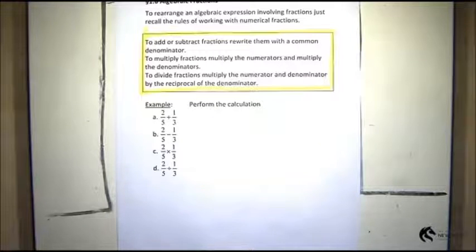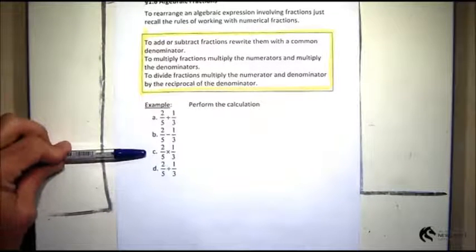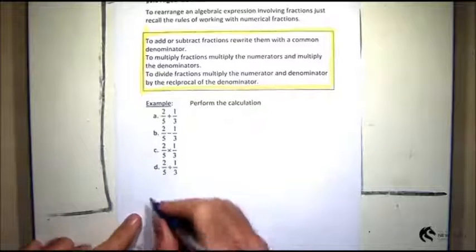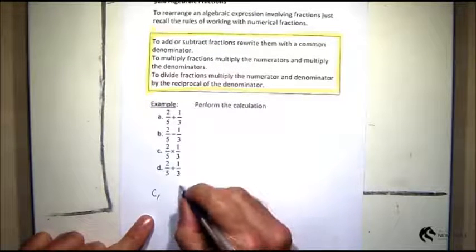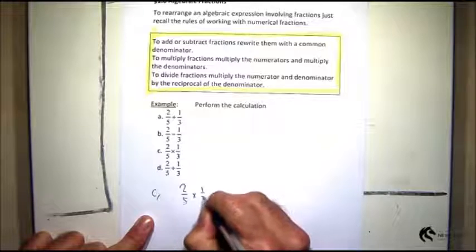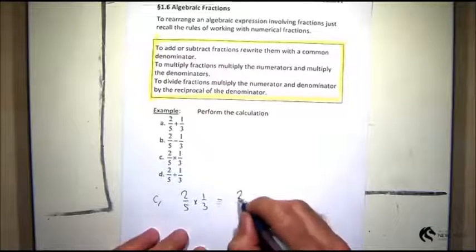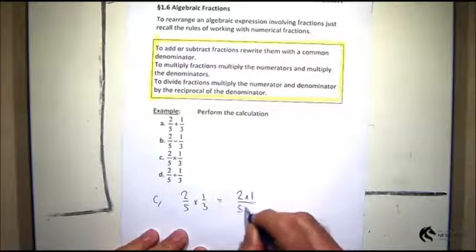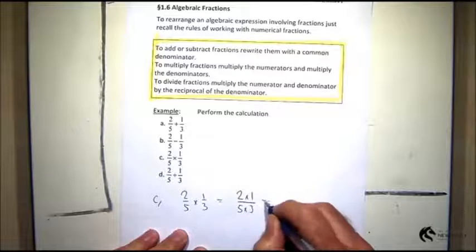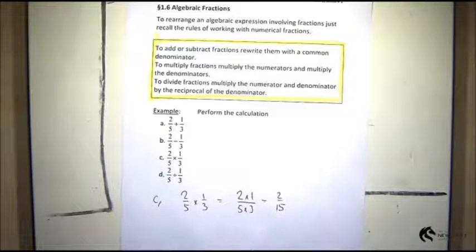So for example, let me do the multiplication one first. So in here I'll do C first. So it says 2/5 times 1/3. It says multiply the numerators, multiply the denominators. So that's the same as 2 times 1 divided by 5 times 3. And so you get there 2/15. That's how we work with fractions when we've got numbers, right? Multiply the numerators, multiply the denominators.